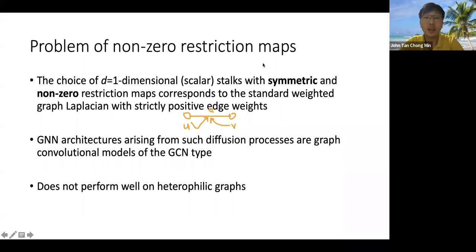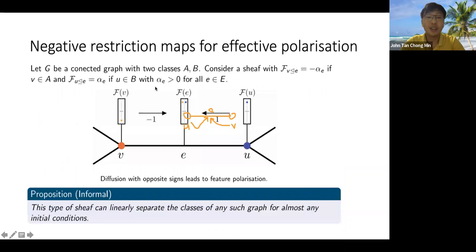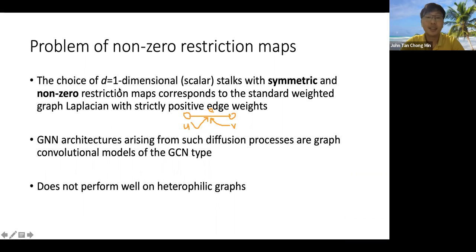If you use a scalar restriction map, or they call it restriction map, but in all honesty it is just a mapping space, so you use a symmetric restriction map, non-zero, and one-dimensional, this is the same as the graph Laplacian I described earlier. But such architectures for the GCN type don't perform very well. We mentioned earlier that it didn't do very well for heterophilic graphs. It also didn't do very well for oversmoothing problems. So how do we improve it?